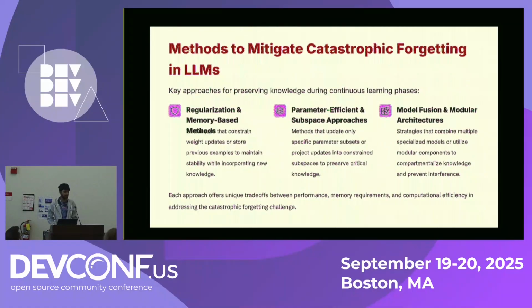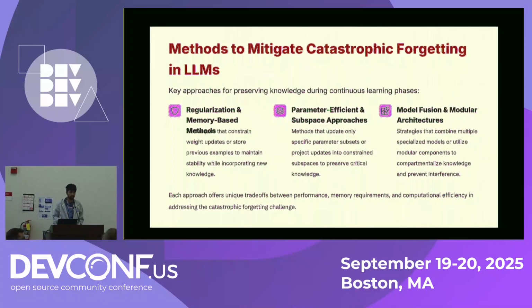So how do we mitigate catastrophic forgetting? There are mainly three buckets in terms of how people in research have approached this problem. The first is regularization and memory-based methods. Here you have a replay buffer that has everything that was learned before, and using this replay buffer, you try to reinforce the knowledge. Regularization is where maybe you try to identify the important parameters in the model and try not to change them. The second is parameter efficient and subspace approaches, where you fine-tune only a subset of the parameters and not the entire model.